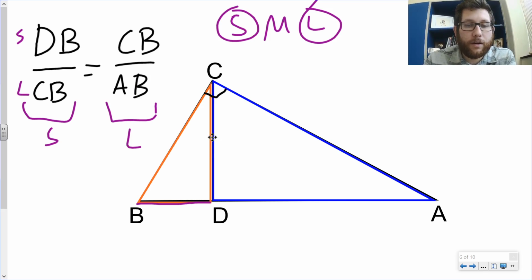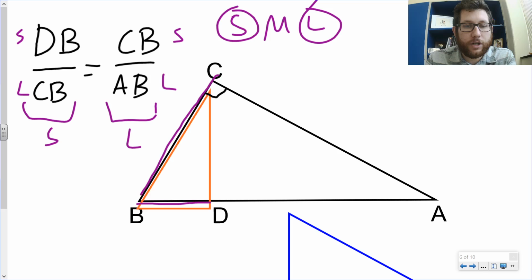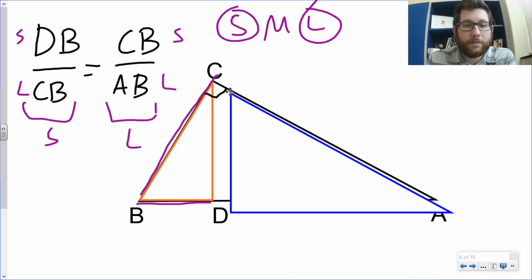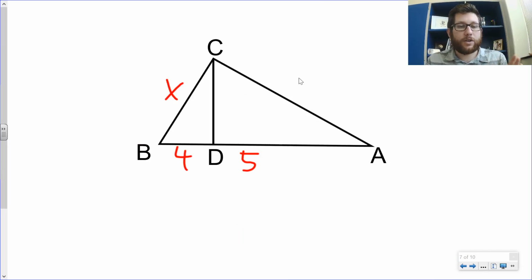Now let's consider the whole triangle, okay? CB, that's the smallest side of my big triangle. AB is the largest side. And take a look, once again, the two triangles I'm dealing with, the smallest and the largest, also tell me which sides I'm going to set up. I'm going to set up the smallest sides with the largest sides. It works out really nicely. So let's solve another one.